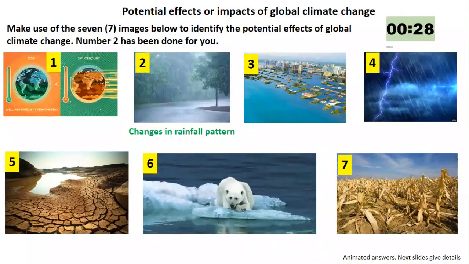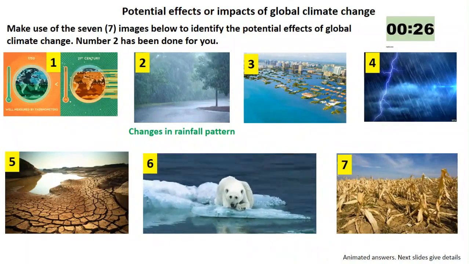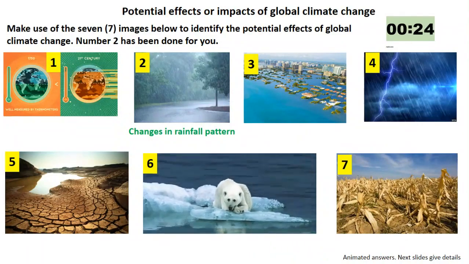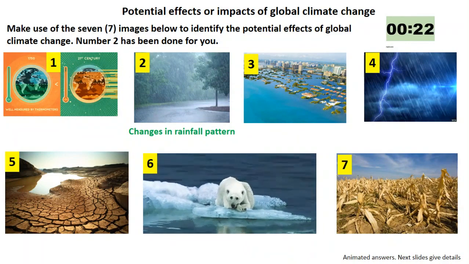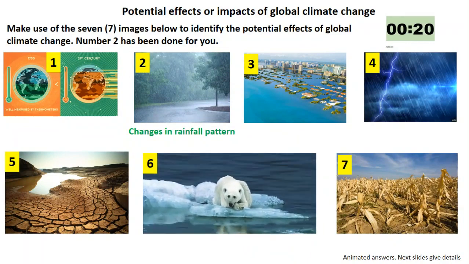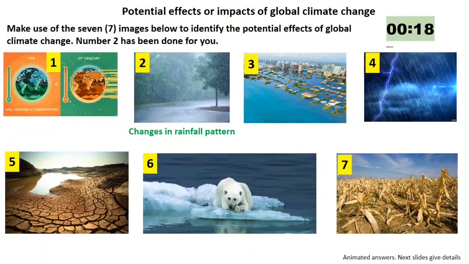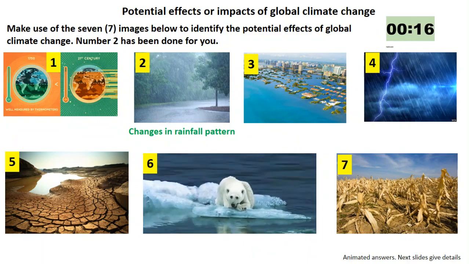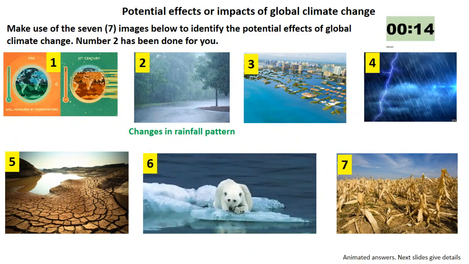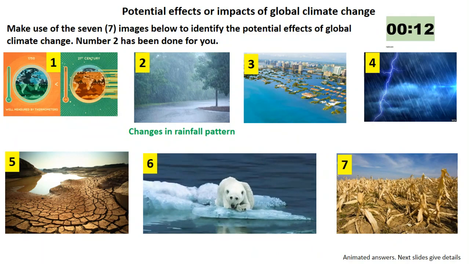So what are the potential effects or impacts of global climate change? I've put 7 pictures on screen. I've done number 2 for you. Number 2 is changes in rainfall pattern. Try and see how many of them you can do in the next 10 seconds, whether you can identify any of them.